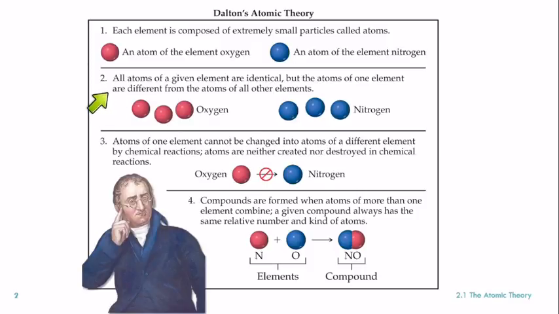All atoms of a given element are identical, but the atoms of one element are different from the atoms of all other elements. So every oxygen atom is the same as every other oxygen atom. No differences. Every nitrogen atom is the same as every other nitrogen atom, but nitrogen atoms are different from oxygen atoms.